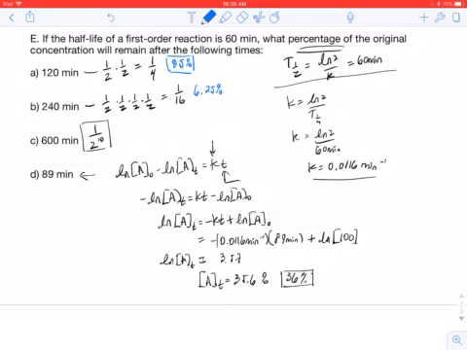1/2 times itself 10 times. I've got a button there on my calculator, but I don't have it. So I just punch it all in. That's equal to 9.77 times 10 to the minus 4, multiply by 100, right, to convert that to a percent, and we have 0.098%.